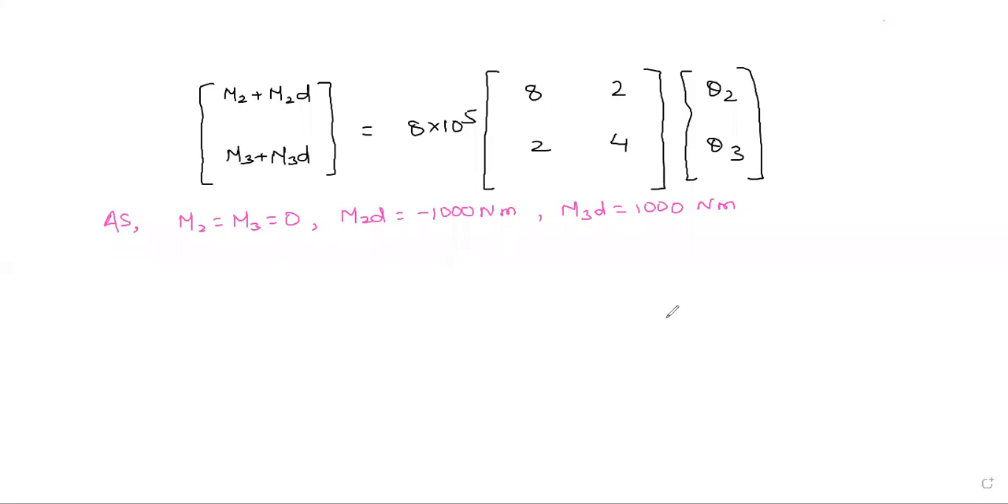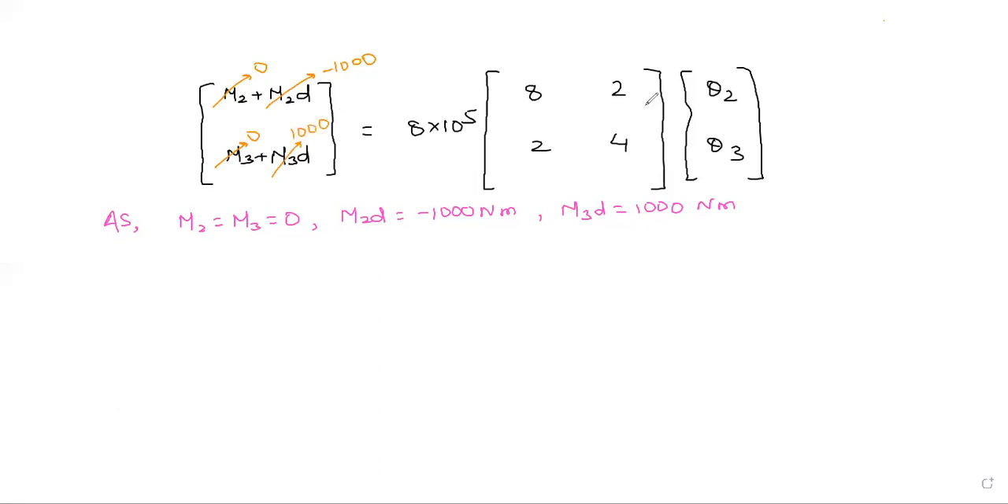Okay, so we got this reduced matrix. From here we have seen we have a 2 by 2 matrix. Already we have discussed that we will get the 2 by 2 matrix. Here also the M2 and M3 values are going to be 0. M2D value is minus 1000, so this value is minus 1000. And M3D is 1000, so this value is 1000.